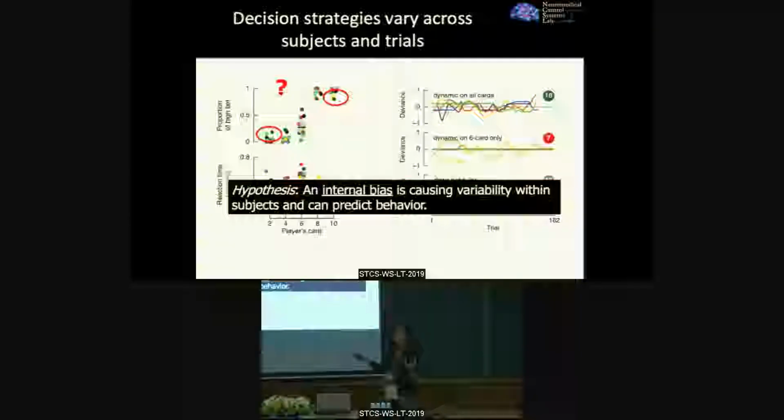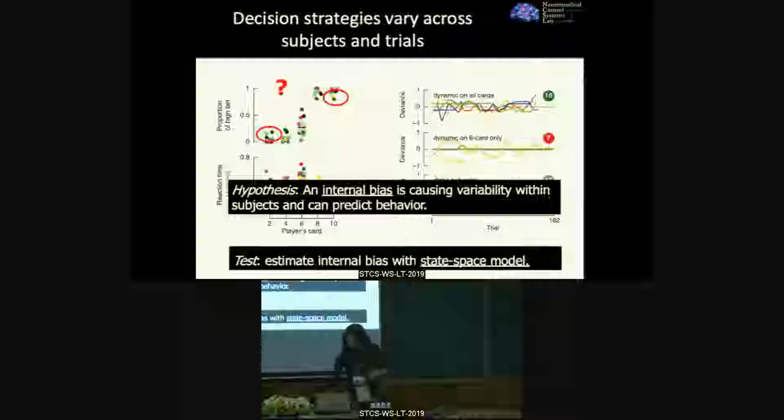by this internal bias. This is what's causing that variability. Okay, and we're going to test it by estimating the bias using a state space model. So I want to try to estimate how you're feeling. Why are you making these decisions? By estimating that based on just your high-low bets using the state space model. And then I'm going to relate that bias back that I estimated back to the brain.